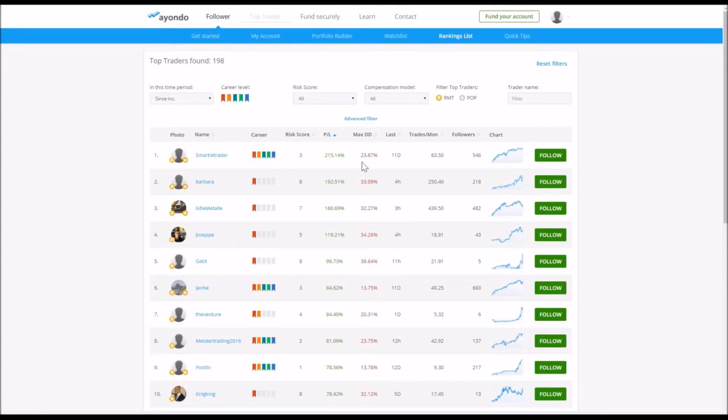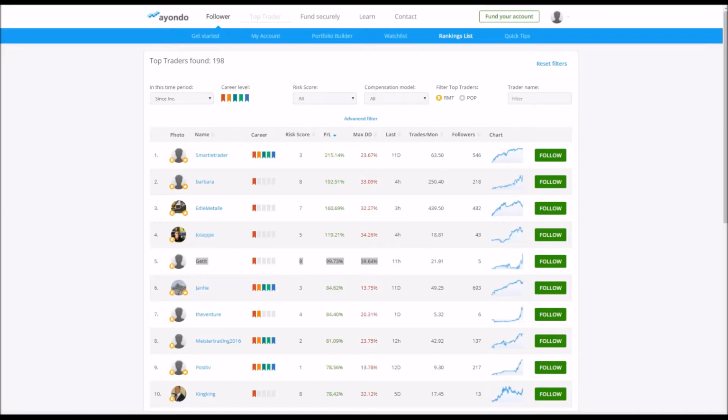Now, Smarty Trader's, that's not too bad at all, really, I suppose, given the level of return we've seen. But you see, if we go down to this one here, Get It, for example, this trader nearly made 100% return, but along the way gave back almost 40% of the account. Okay, so we can see just how volatile individual traders are.